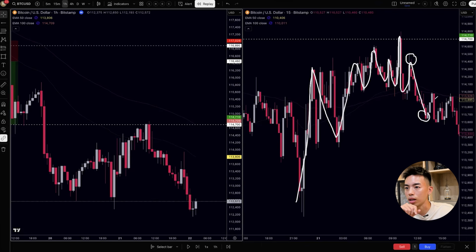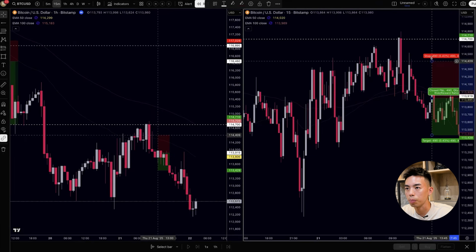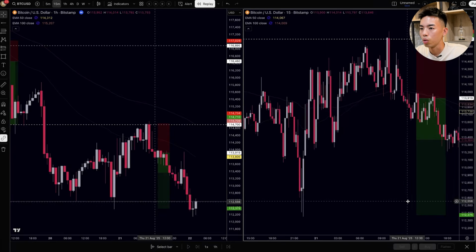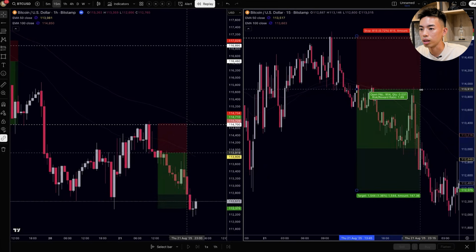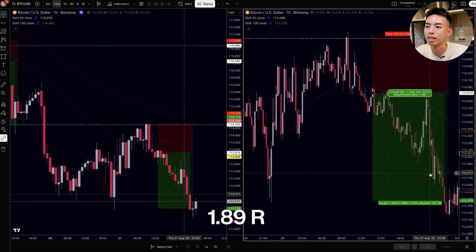Once you see that, get in on the test right around here, and that will look something like this. You would get in right around here with your stop loss at the recent high and then taking the trade down to the recent low. So once we pull this out, it will look something like this, and this would be a trade that would give you a 1.89 R. Pretty much a 2 R trade just following the trend.